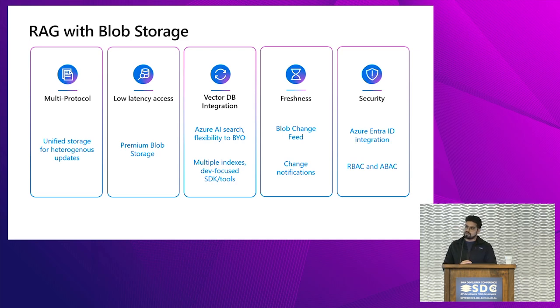For freshness, we have a unique feature which we call blob change feed, which I'll show the demo for in a bit, and change notifications, which enable on-demand updation of the index. And finally, for security, we integrate with Azure Active Directory. It could be any identity-based system that offers RBAC. And additionally, for blob storage, we have ABAC or attribute-based access control. Okay, so with that, let's dive into our demo.